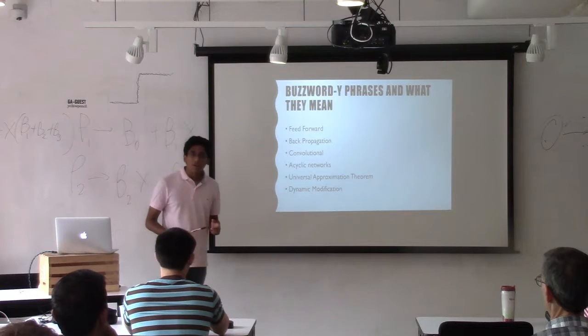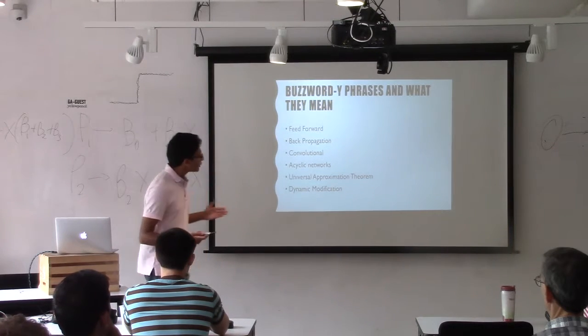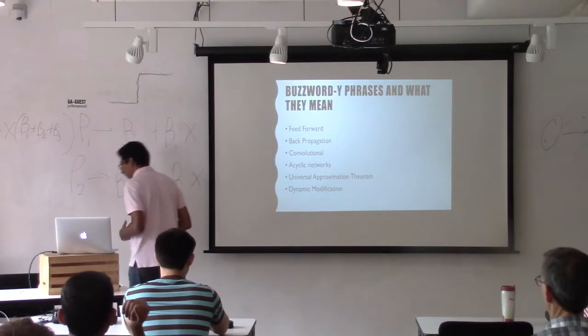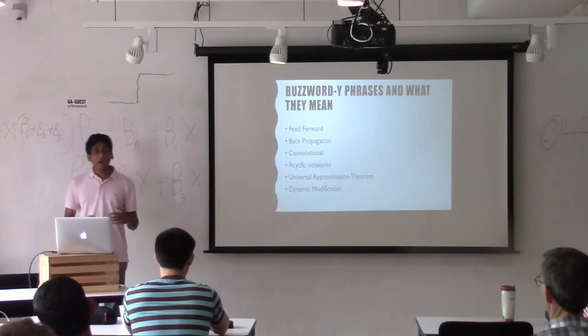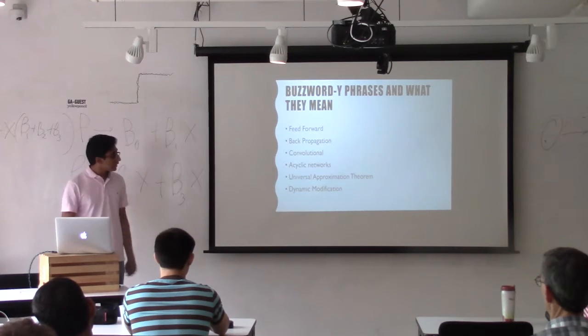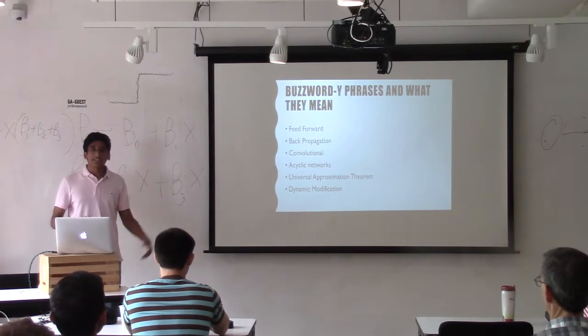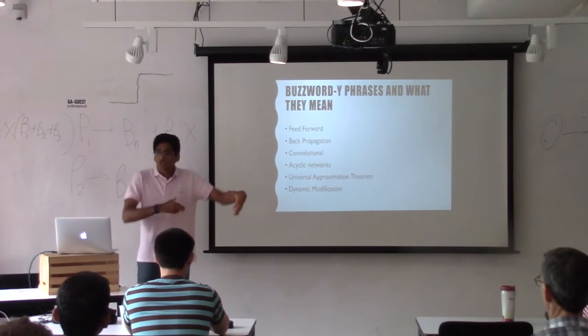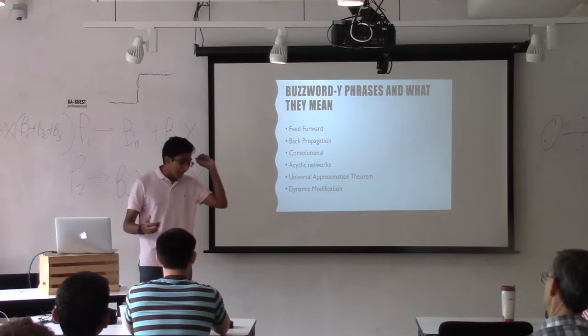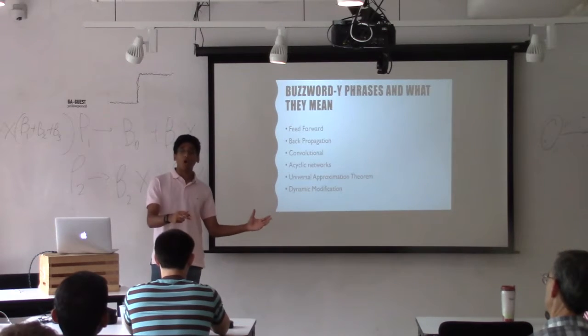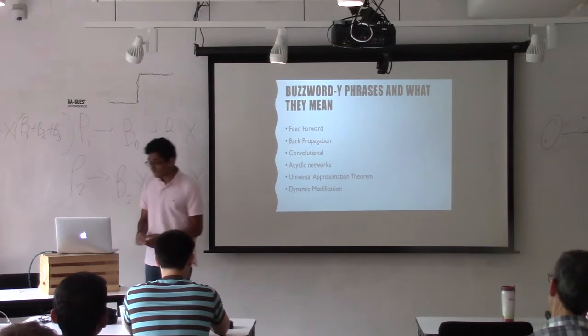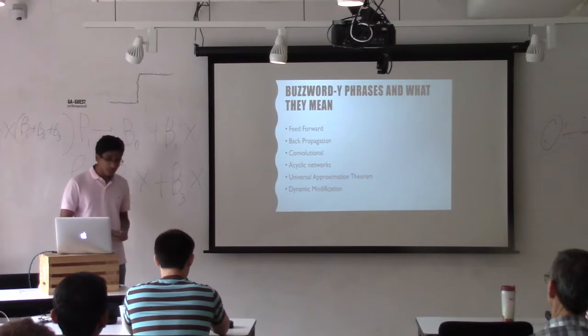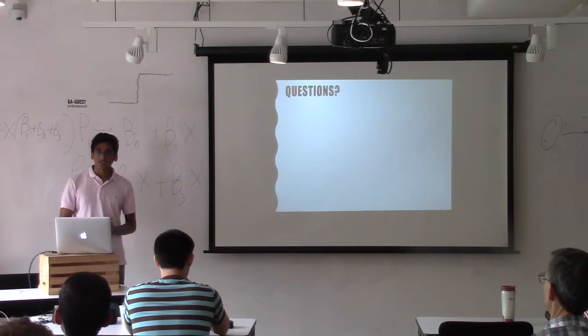And what is dynamic modification? Dynamic modification is kind of what I was talking about earlier when I said you could regularize by dropping out perceptrons. That's what dynamic modification is. It says, let's take your neural network, which has the structure of a graph, and let's change the structure of the graph. We can add new perceptrons, we can drop out old ones. And that's all the buzzwordy phrases. Feel free to abuse them as you please. Any questions?